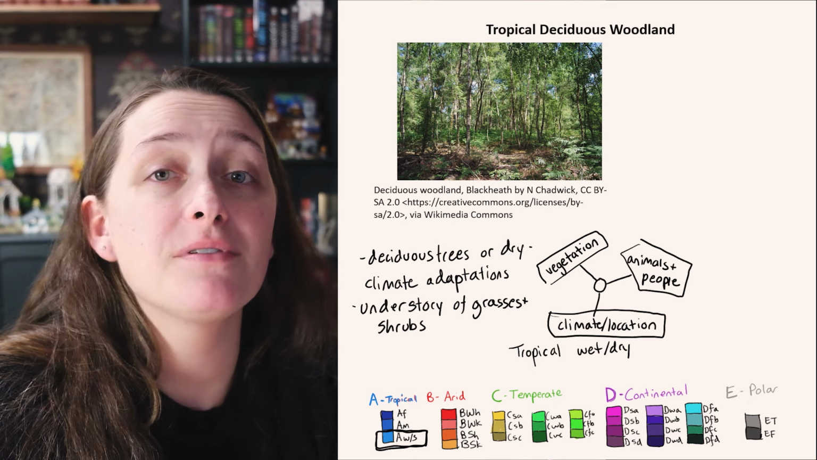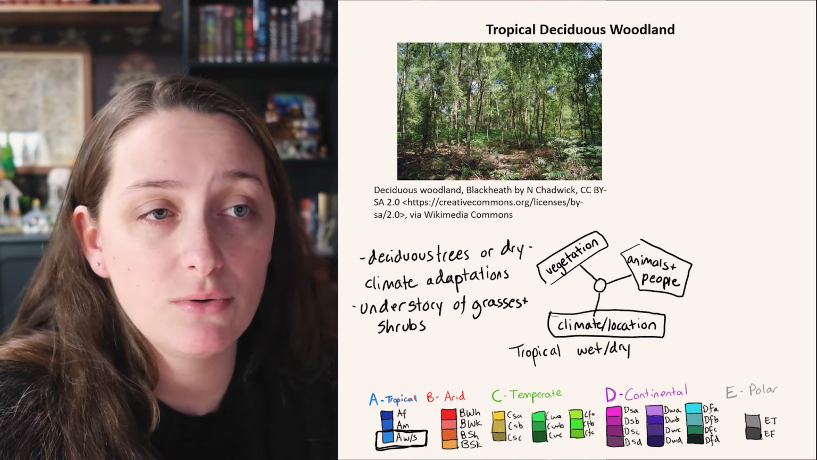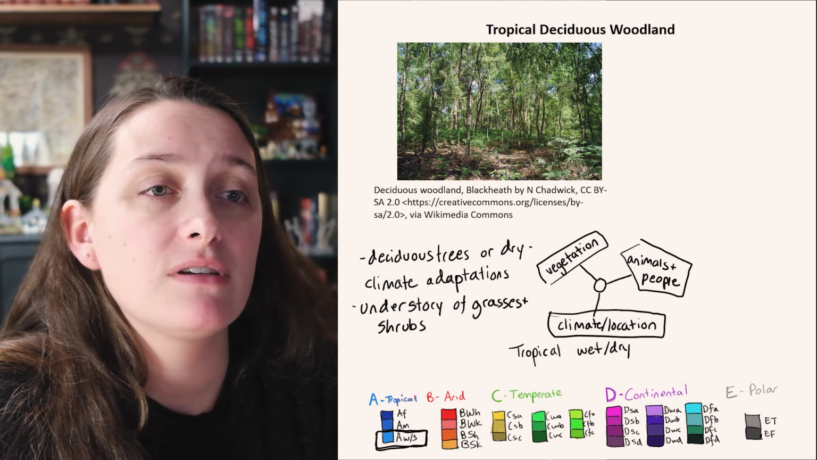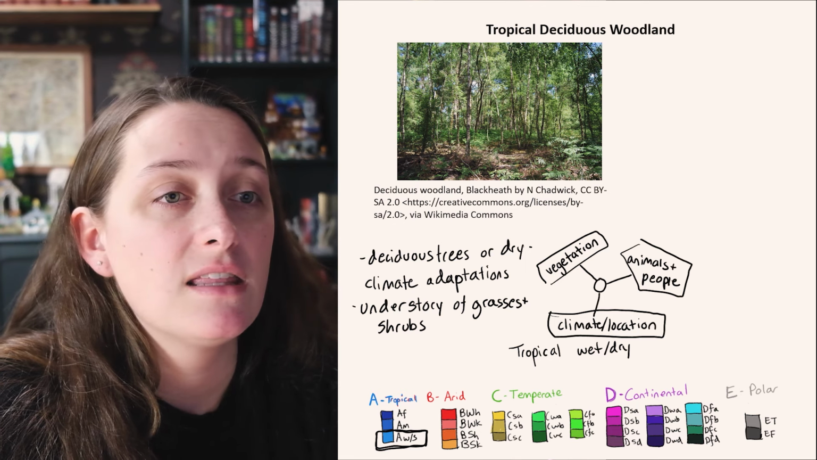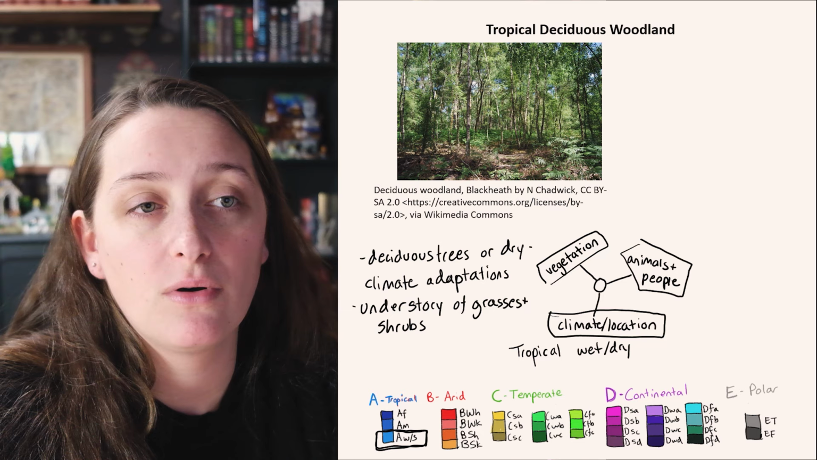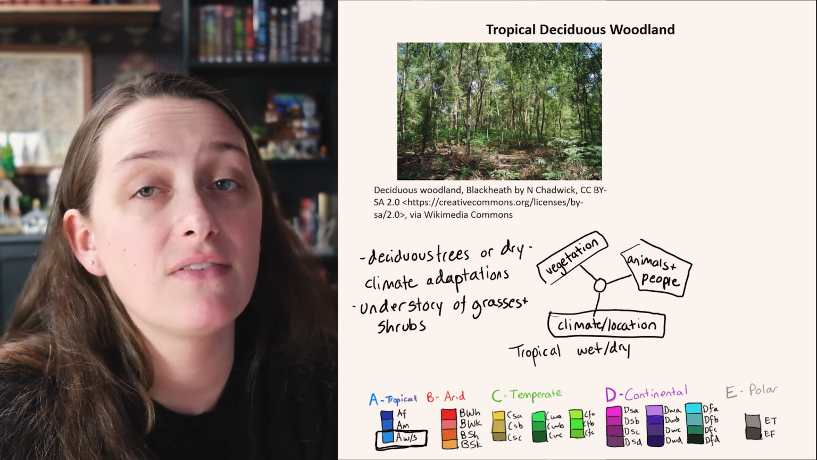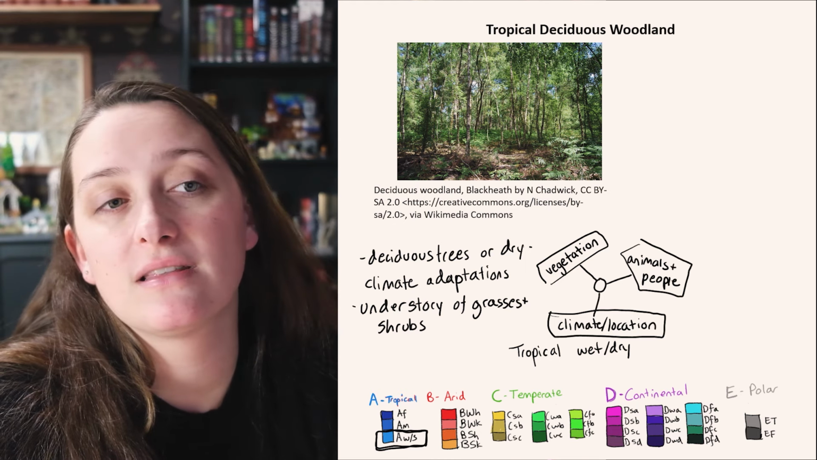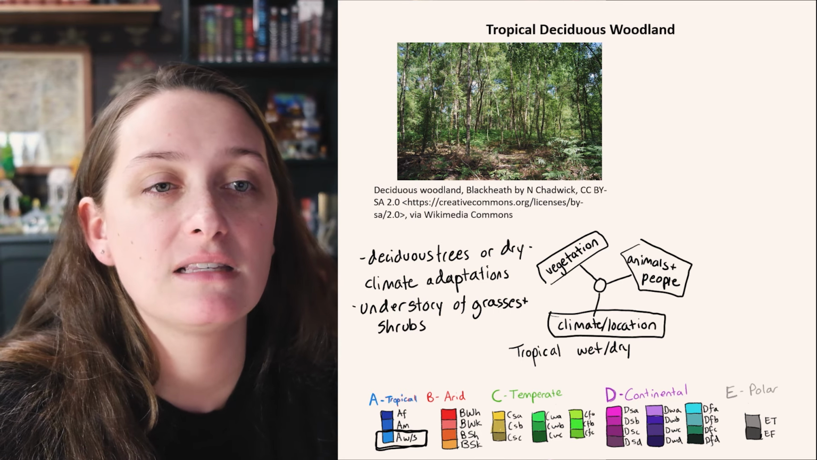Next we have tropical deciduous woodland, and this is going to be found in our tropical wet-dry, Aw climate mainly. The trees tend to either be deciduous or have other adaptations for the dry season. There'll be an understory of grasses and shrubs. It's closer to a tropical rainforest. You might find a second taller canopy emerge of broadleaf evergreens.